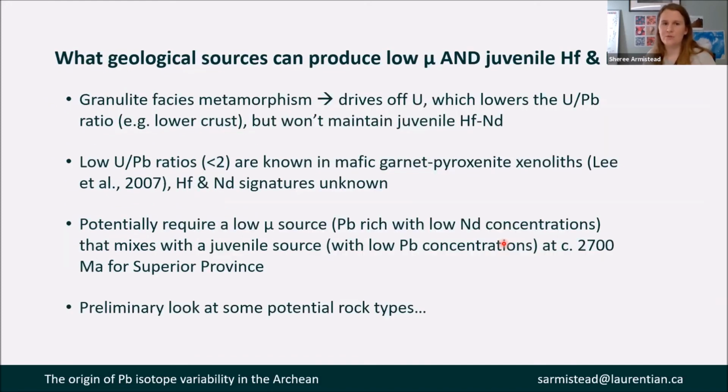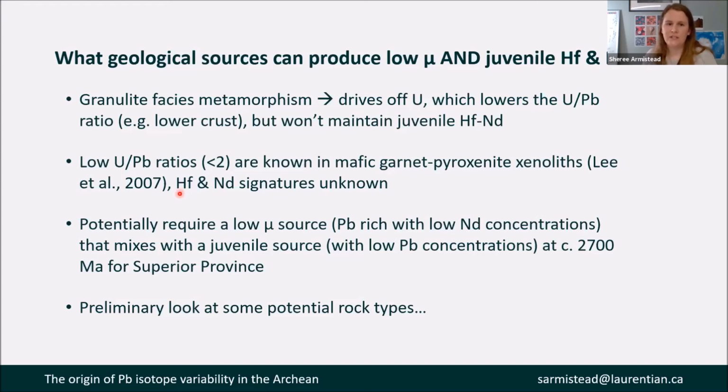So what are some potential sources? We know that granulite facies metamorphism produces low mu environments, so they drive off uranium during metamorphism, which lowers the uranium-lead ratio. But these probably wouldn't maintain a juvenile hafnium-neodymium signature, so this is probably not the environment we're looking for. We know that low uranium-lead ratios exist in some mafic garnet pyroxenite xenoliths, but the hafnium and neodymium signatures aren't really well constrained in those.